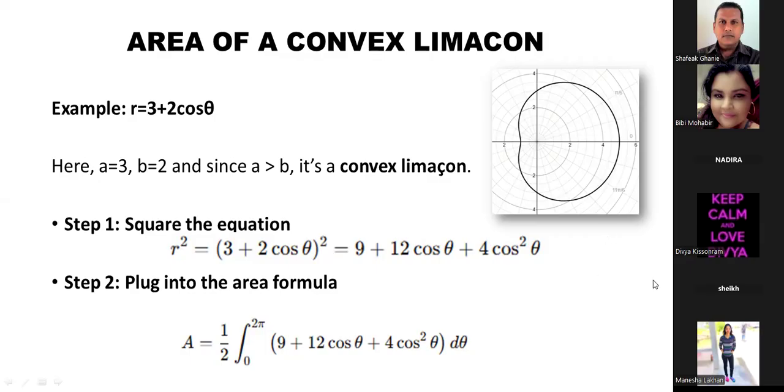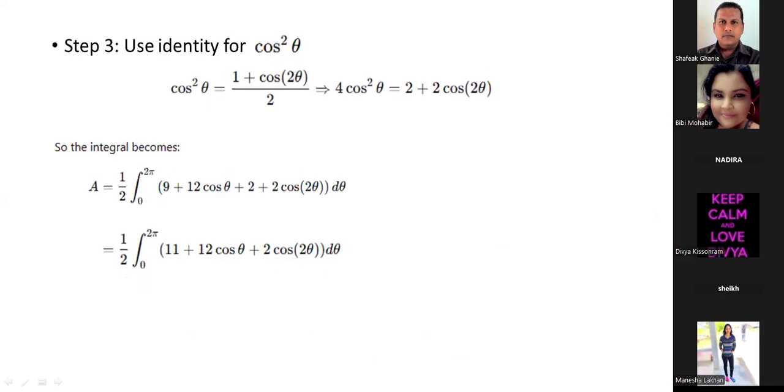Now the area formula here, we have r squared. So where is the r squared? You substitute it with this. Next, we use the identity for cos squared theta, which is 1 plus cos 2 theta all over 2. So where you see cos squared theta, insert that, so 4 cos squared theta is equal to 2 plus 2 cos 2 theta.